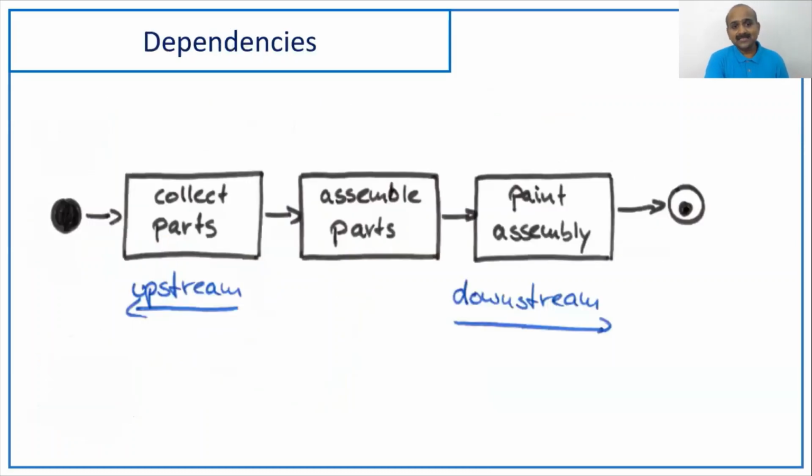Okay. Now, the other factor is dependencies. For example, if you are taking up a task called assembling the parts, right? Collecting parts should be done first, then only you can assemble it.